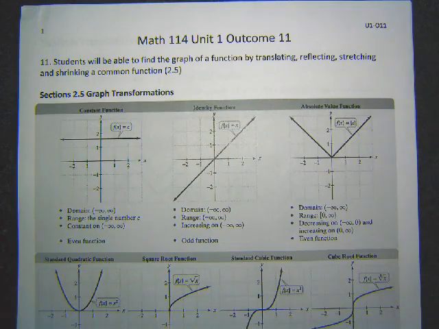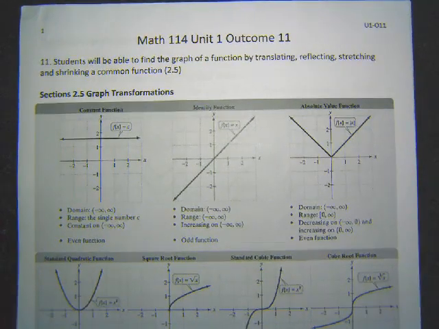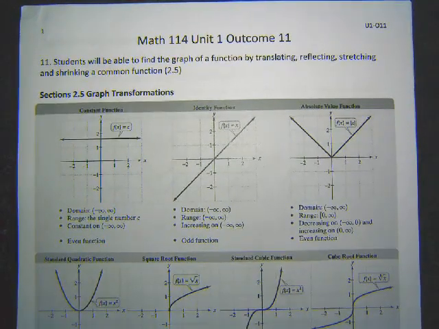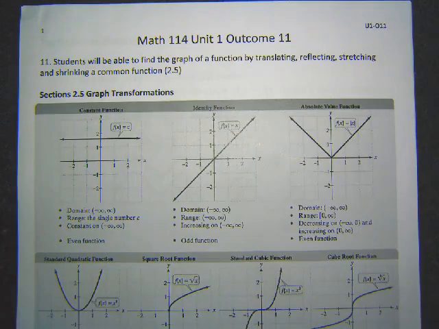Okay, but this outcome 11, we're going to deal with some functions and some of the things we can do with functions, including shifting them, translating, reflecting them, where we flip them over, stretching, and shrinking. These are all different things we could do with a function. Now, before I get into using those different operations, first off, just want to remind ourselves of some of the common functions we've seen so far.